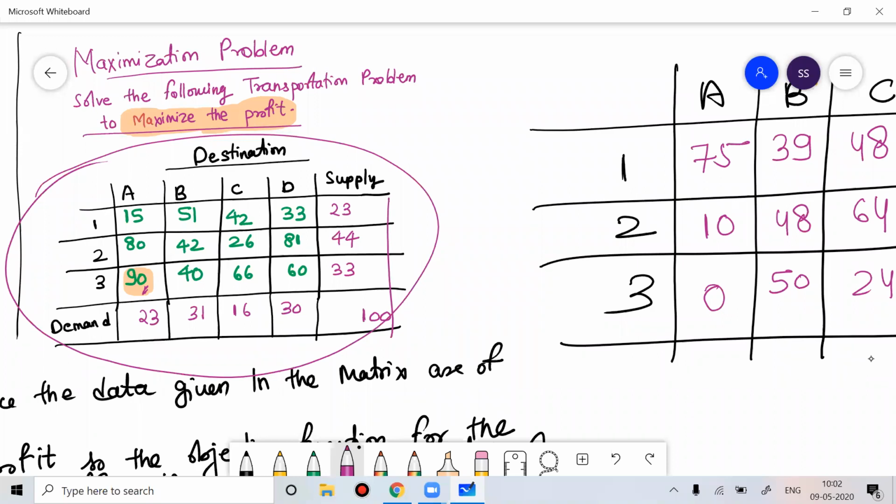So in order to convert this maxima matrix into a minima matrix, you will find the element which is the highest, and then you subtract all other elements from this highest element, so that you can convert the maximum matrix into a minima matrix. That should be your objective.